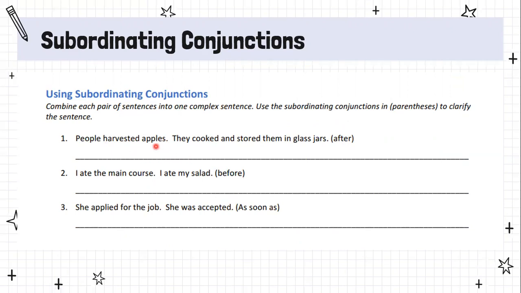People harvested apples. They cooked and stored them in glass jars. So I can say, after people harvested apples, comma, so after harvesting the apples, comma, they cooked and stored them in glass jars. That's the only way I can write it to be correct. Now you have to do the second and the third.